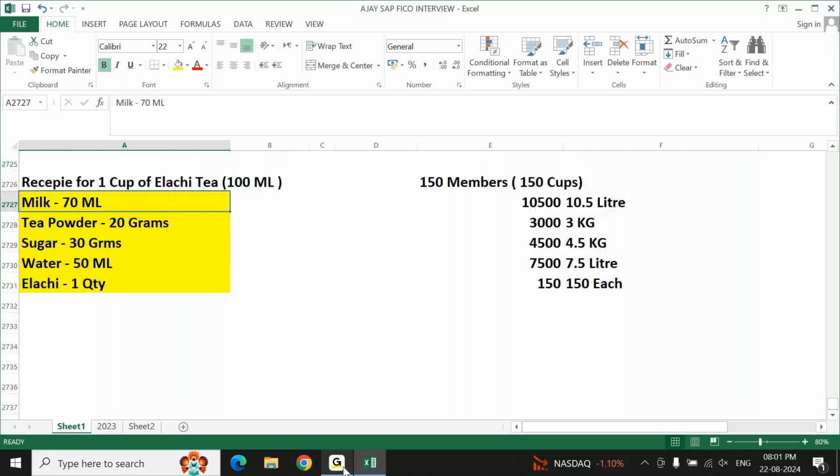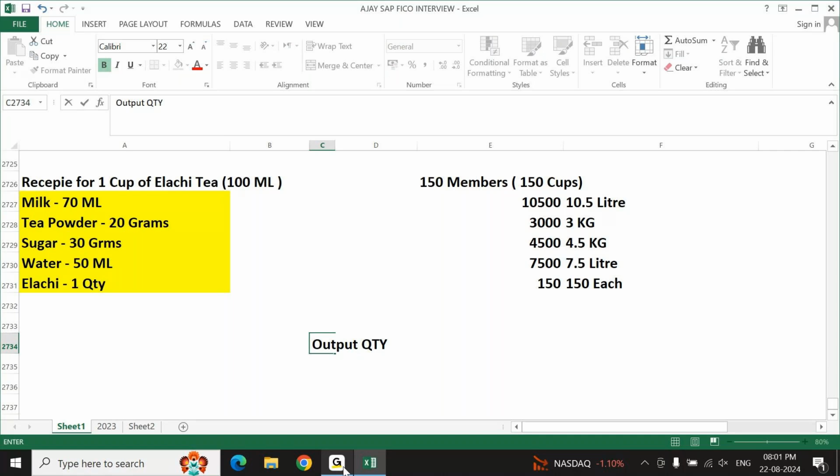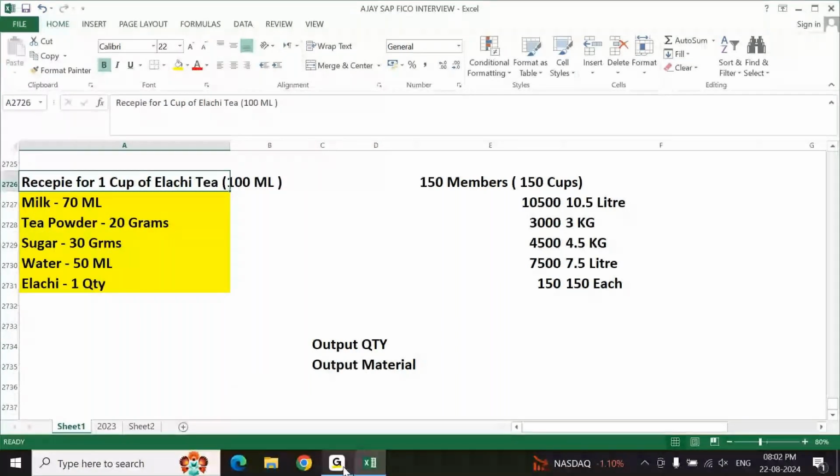Like this, slowly you need to understand. Whenever you are starting any manufacturing, you'll have to create a PP order, a production order. When you're creating a production order, you'll have to tell the output quantity and then the output material. In this example that you are able to see on the screen now, what is your output material?